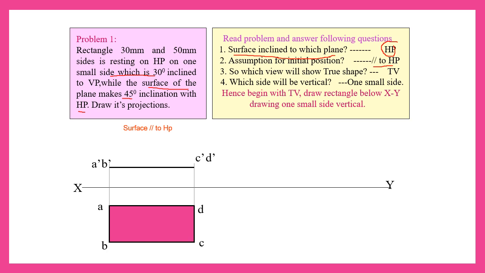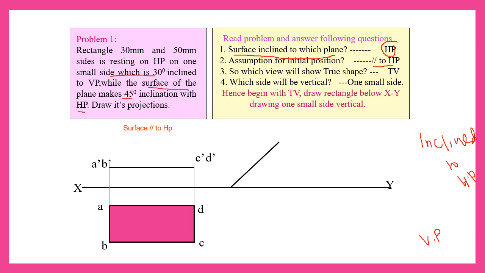Now we are going to solve the second step, that is surface inclination. The surface is inclined to HP. The surface inclination is given with respect to HP, so now this is inclined to HP. Inclined to HP can be seen in the front view, and inclined to VP can be seen in the top view. This you should all know.